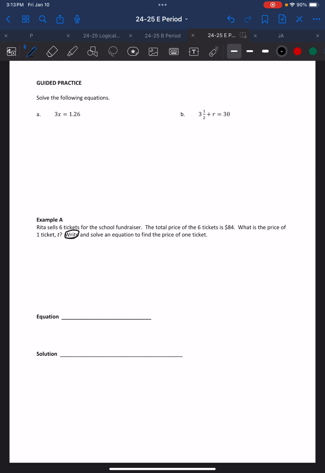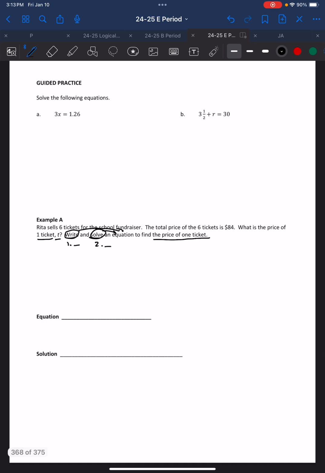So our goal here is to 1, write an equation, and 2, to solve an equation. And that equation is going to be used to find the price of 1 ticket, and I know that 1 ticket is T. So basically, I am finding a value for T that makes the equation true. But to come up with this equation, I have to first think about what it means to use the operations on the number lines. So Rita sells 6 tickets for the school fundraiser. I have some information. I'm going to keep on going.